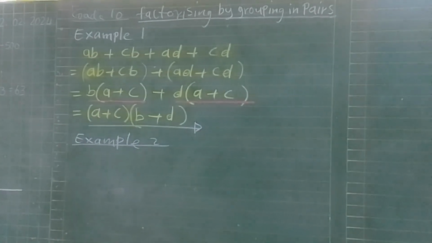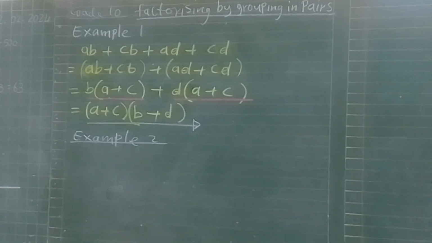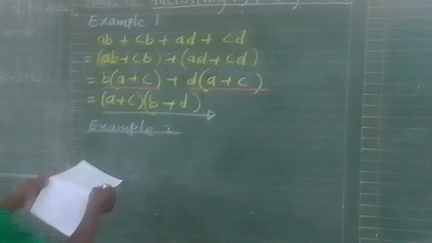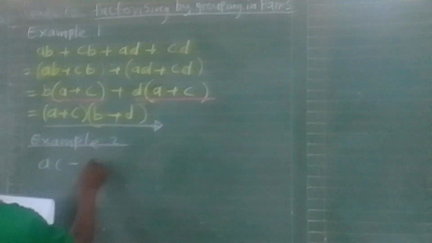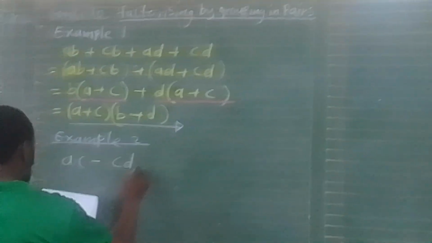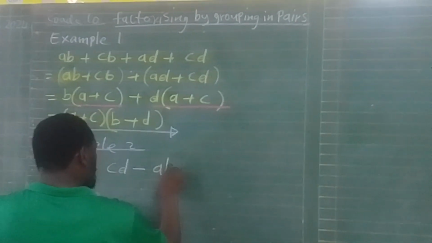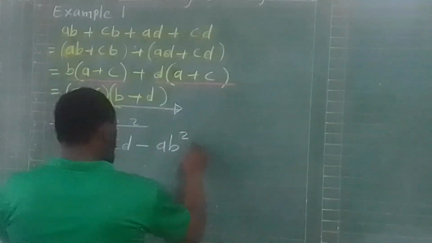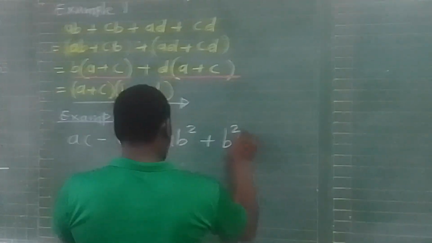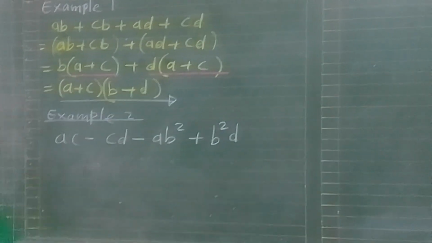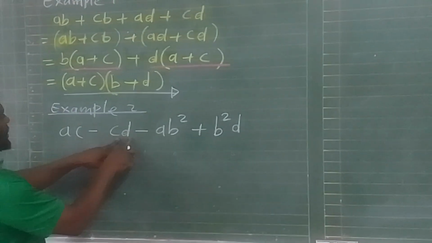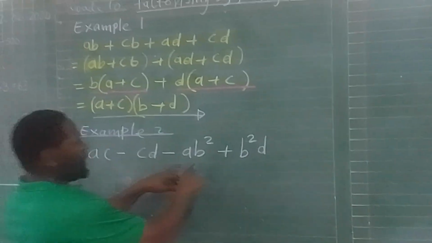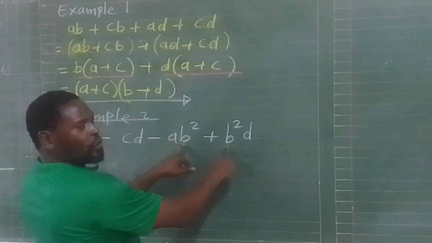Example 2 is quite similar to the first one. We are going to say AC minus CD minus AB squared plus B squared D. You check before you write. Here you have AC, CD. You have a C common. AB squared, B squared D. You have a B squared common.